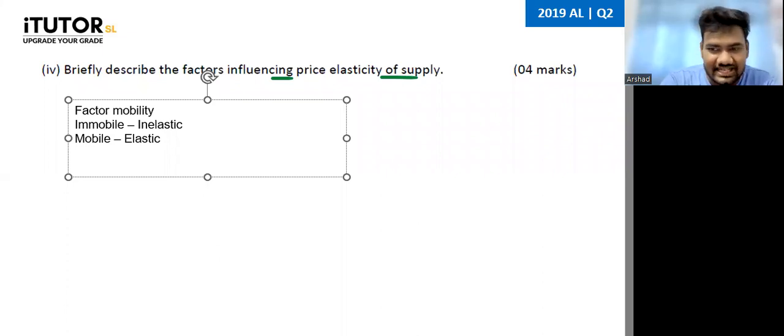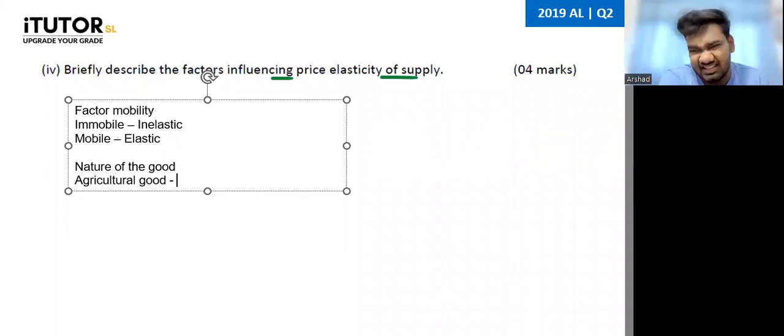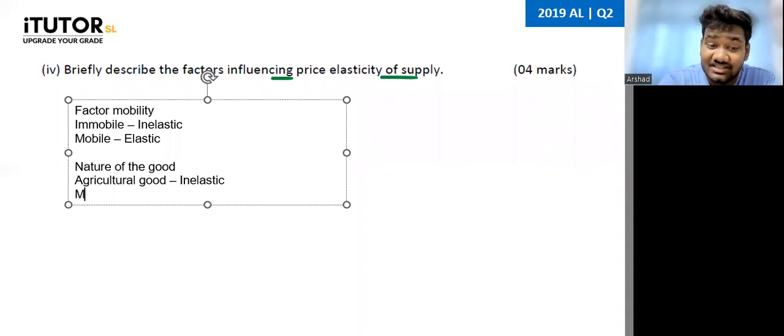What else? Okay, we'll say the nature of the good. So if the good is something like an agricultural good, what can you say? Can you easily increase the supply of this? Price of, let's say, tomatoes or potatoes increase. Can you increase the supply today? Can't, right? Because you will have to grow the potato. It will take around 3 months for the potatoes to grow, maybe. I don't know. It will take some time. Then it is inelastic. If it is a manufactured good, then you can tell your workers to work overtime. You can buy a new machine and soon produce, right? That makes the supply elastic.